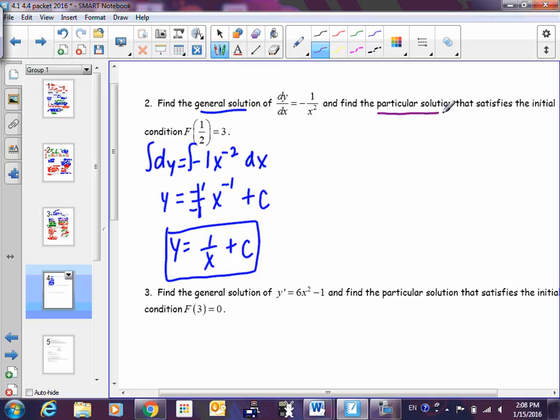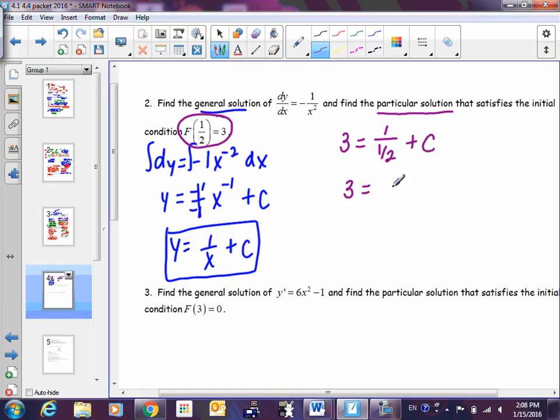Okay, particular solution. This is the new last step. You have to be given an initial condition. The biggest mistake made here is not knowing which number to plug in for x or for y. The number in parentheses is always x. Just think f of x. So 1/2 goes in for x, 3 goes in for y. So I'm going to do 3 equals 1 over 1/2 plus c.